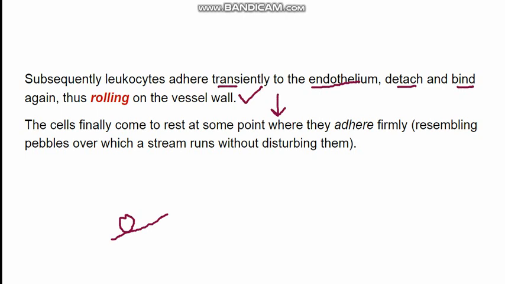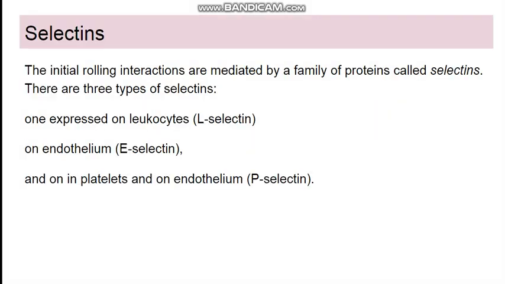Okay, now how rolling takes place is by selectins. Rolling is mediated by a family of proteins known as selectins. There are three types of selectin. There is L-selectin, which is present on WBCs. Okay, there is E-selectin, present on endothelium, and P-selectin, which is present on platelets and endothelium.